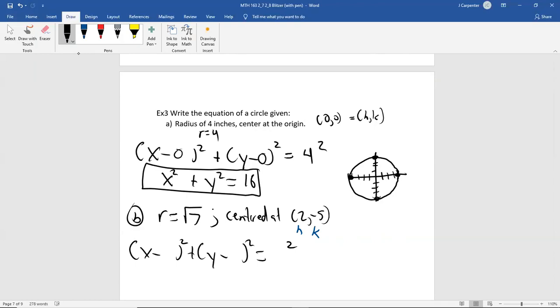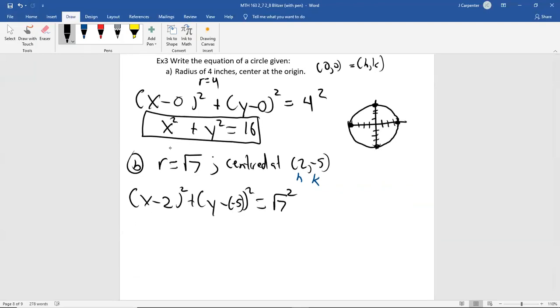The x goes with the x coordinate of 2. The y goes with the y coordinate of -5, but since there's a double negative, you got to do this. And the radius was a square root of 7, so we have that being squared. Which the cool thing is, square roots and squares cancel, so the right side is just 7. And then x minus 2 being squared, plus, let's change that to y plus 5 being squared.